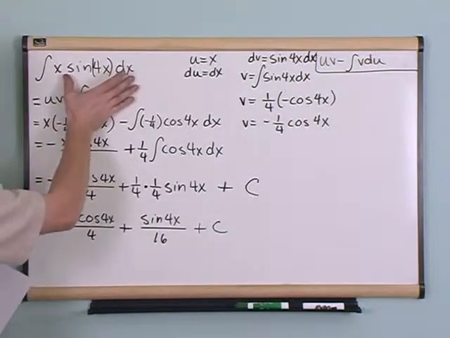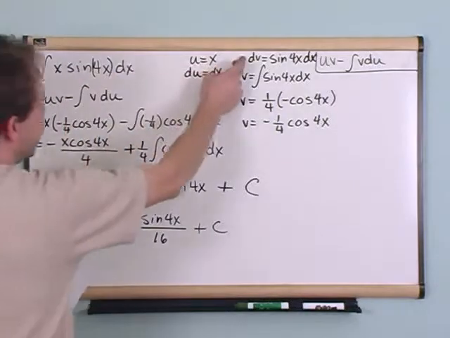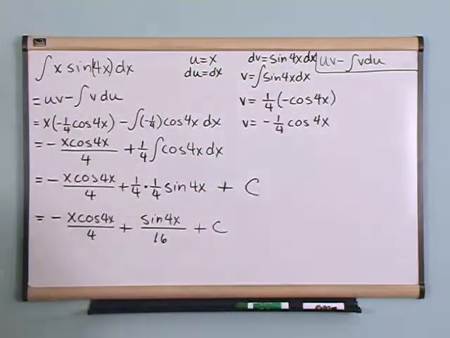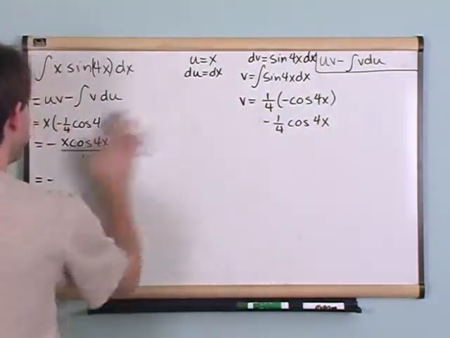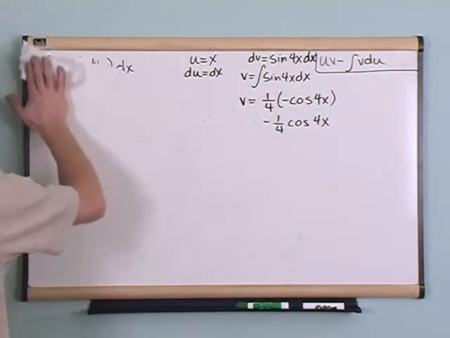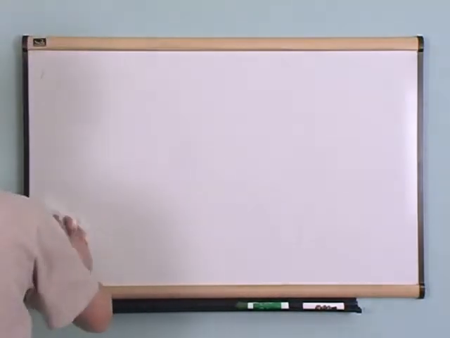So when I see this, I choose whatever is left over, including the indestructible function, as my dv, and usually that will get you on the right track. That's the best piece of advice I can give you. And most of the time, these integration by parts problems are in that form. We're going to do one more problem. It's going to be a little bit harder, and you'll see what I'm talking about.